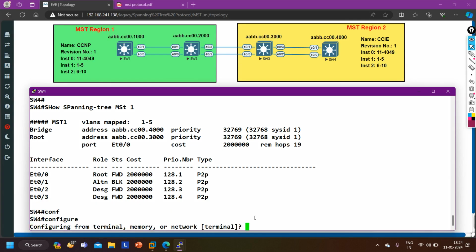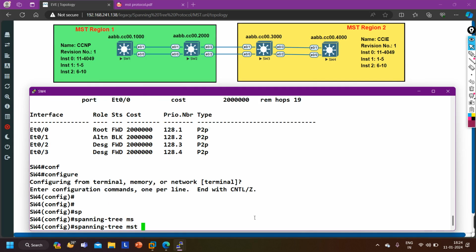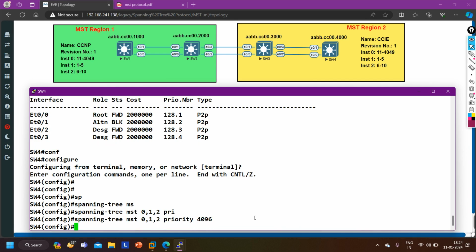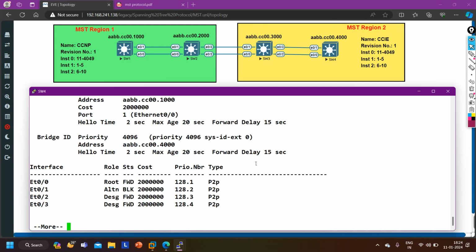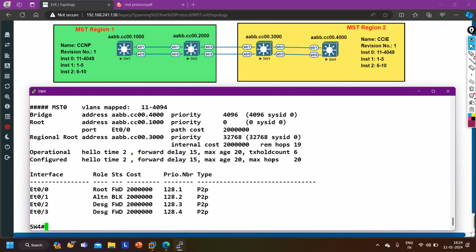So if I configure lower priority over here, let's say on switch number 4 I'm going to say spanning-tree MST, let's say instance 0, instance 1, instance 2, and I'm going to say, let's say priority what? 4096, right? So here I have configured priority 4096, and on switch number 3 by default configured priority is 32768. So now switch 4 has lower priority. So spanning-tree MST, let's say instance 0.